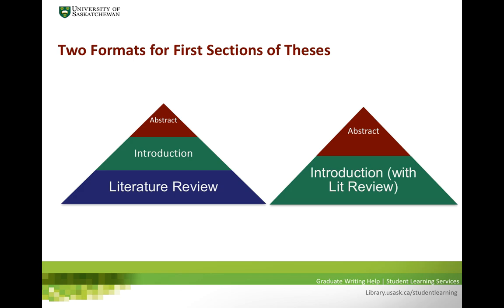There are basically two formats for the beginning sections of theses. There's the one on the left, which starts with the abstract, then goes on to the introduction, and then the literature review. You can think about these as sort of circles: a small circle that gets bigger in the introduction and bigger in the literature review. The other format is just an abstract and a combined introduction and literature review. This is more common in the engineering fields.